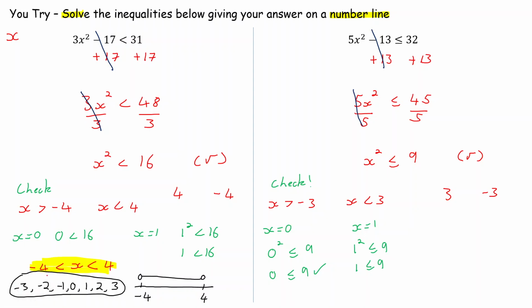And then my answer, because it is between these two values, I can write as a single inequality. So x must be greater than negative 3, but it must be less than 3. And that is my answer for this one over here.